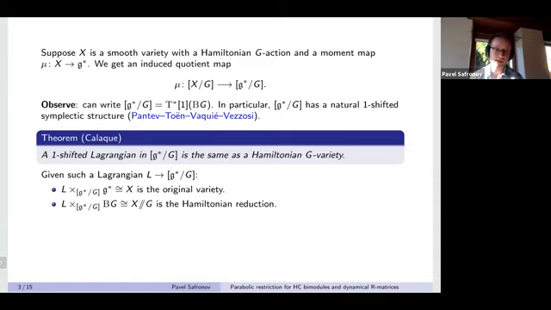Another natural Lagrangian is BG in G dual mod G. And if you do that intersection, then you just get Hamiltonian reduction. Okay, so the upshot is that if you have a Lagrangian inside of G dual mod G, you can do some Lagrangian intersections. There are two natural ones. One of them returns the original variety. The other one gives you Hamiltonian reduction.